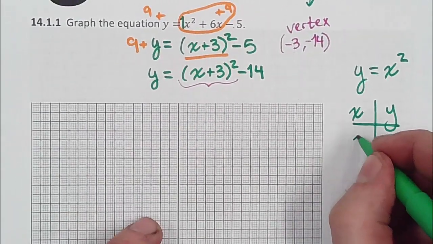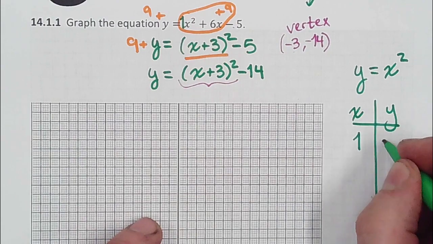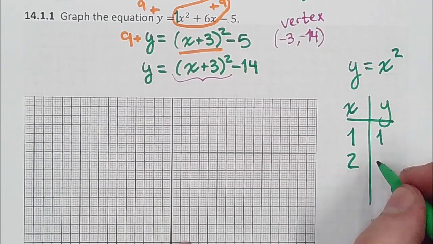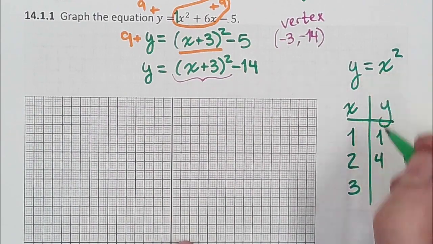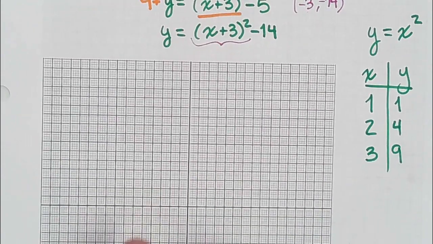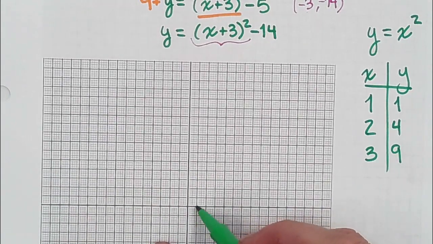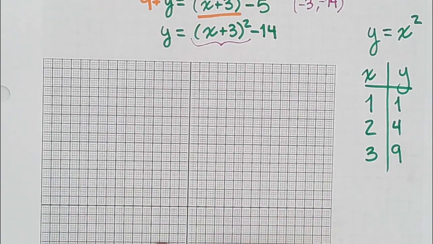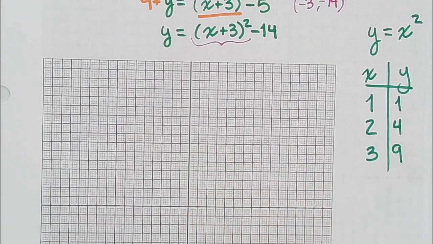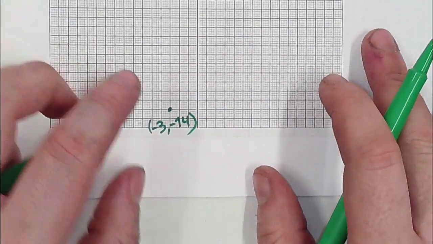When I plug in values like 1 for x, I would get 1 squared, which is 1 for y. If I plug in values like 2, I'd get 4. 3, of course, is going to get me 9 when I square it. So our normal function would start at the origin, and it would go over 1, up 1, and there would be dots on either side. It'd go over 2, up 4, dots on either side. Over 3, up 9, dots on either side. Well, ours is the same parabola. It's just moved down here.